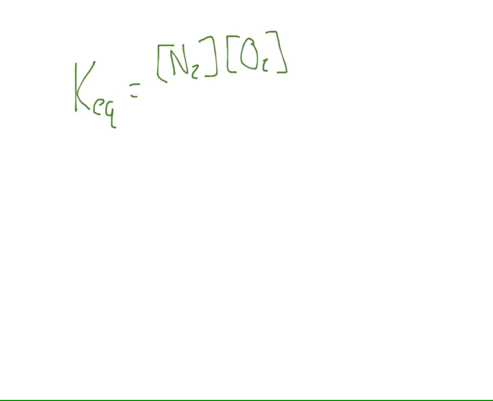Square bracket. So K equals square bracket N2 times square bracket O2, divided by square bracket NO squared. Great. So what did you get?